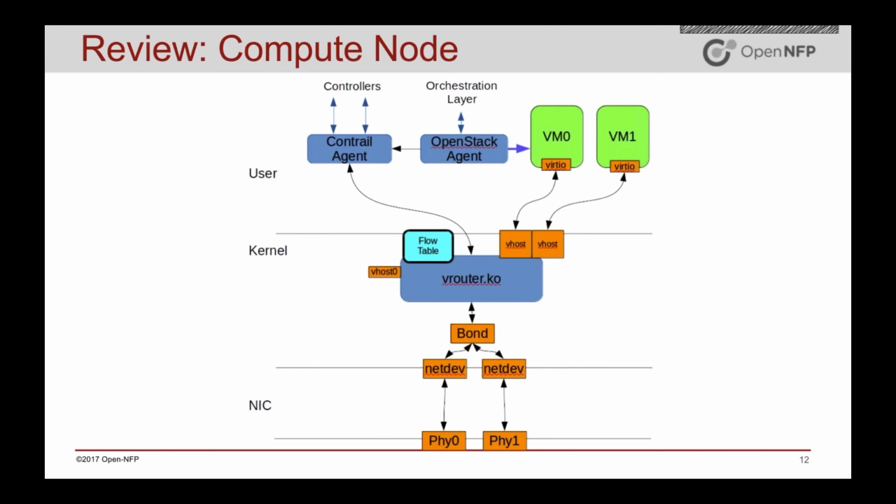And just to note, right now what you see is that the vRouter kernel module is attached to several network interfaces in the Linux kernel: vHost interfaces that are used to deliver to the VMs, and the NetDev interface, in this case through the bond, which is used to deliver to the underlay network.